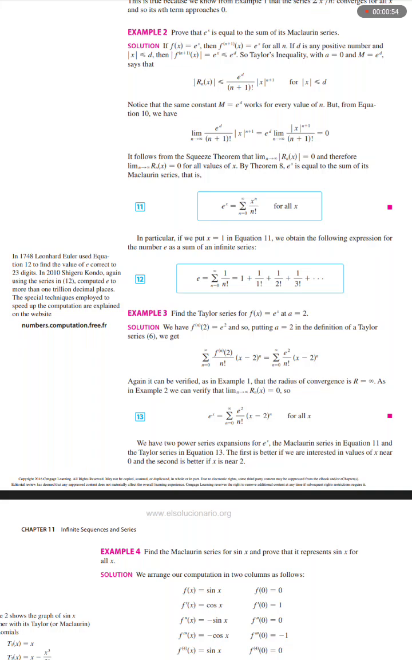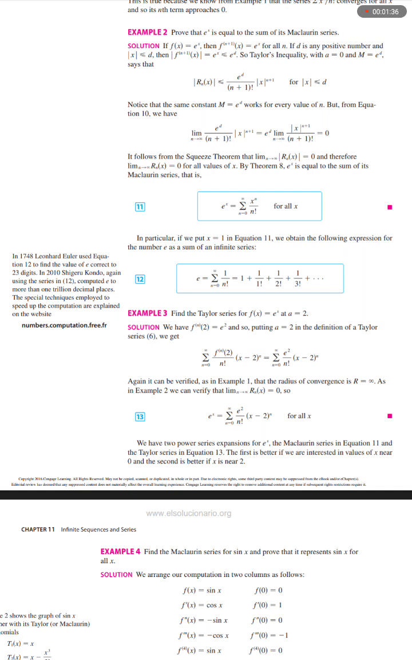So Taylor's inequality with a equals 0 and big M equals e^d says that the absolute value of R_n(x) is less than or equal to e^d over (n+1)! times the absolute value of x to the power n+1, for the absolute value of x less than or equal to d. Notice that the same constant, big M equals e^d, works for every value of n.